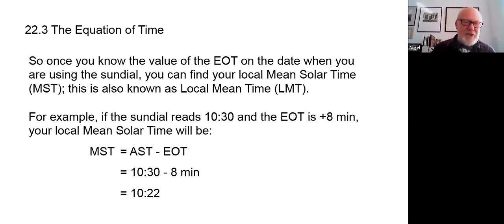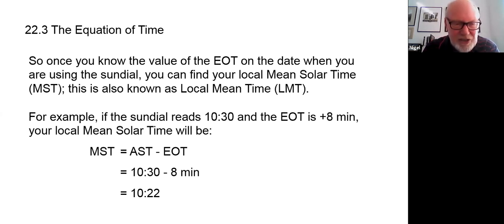So let's have a look. If your sundial reads 10:30 in the morning and the equation of time is plus 8 minutes, what will your mean solar time be? Well, the mean solar time is the apparent solar time take away the equation of time. So that's the formula for the equation of time earlier, just rearranged, a bit of algebra there.